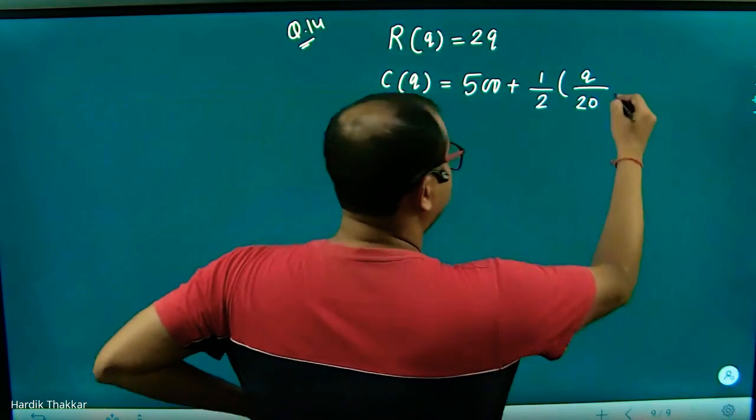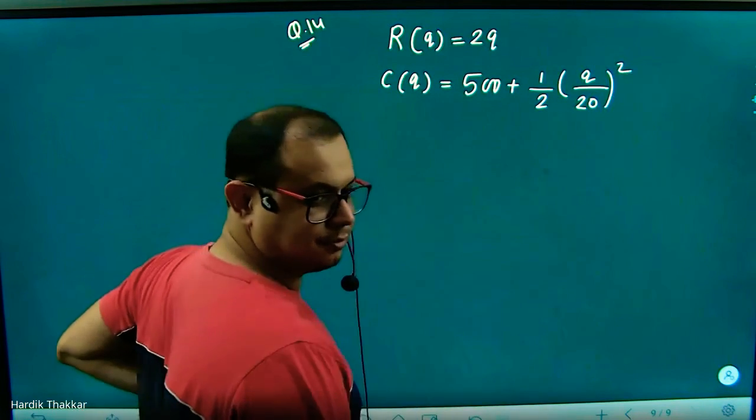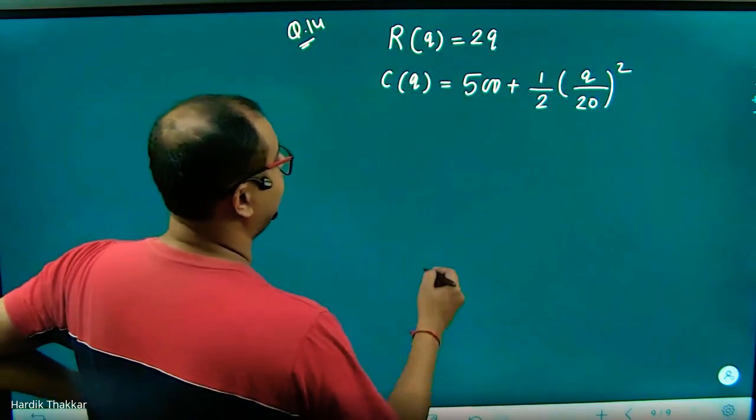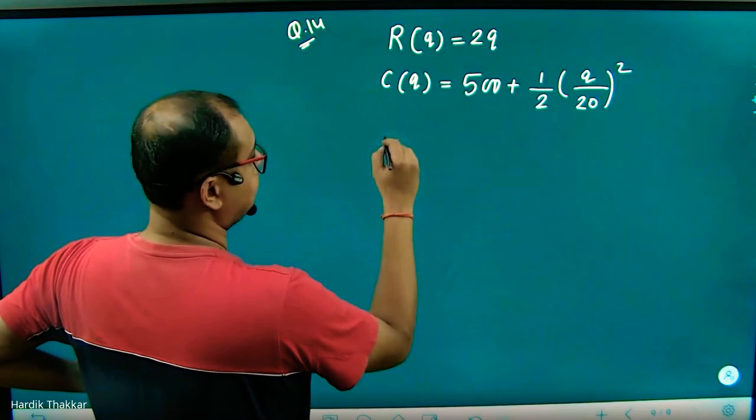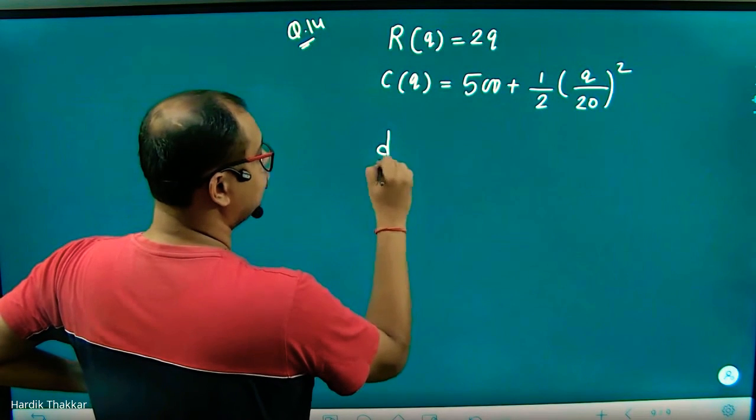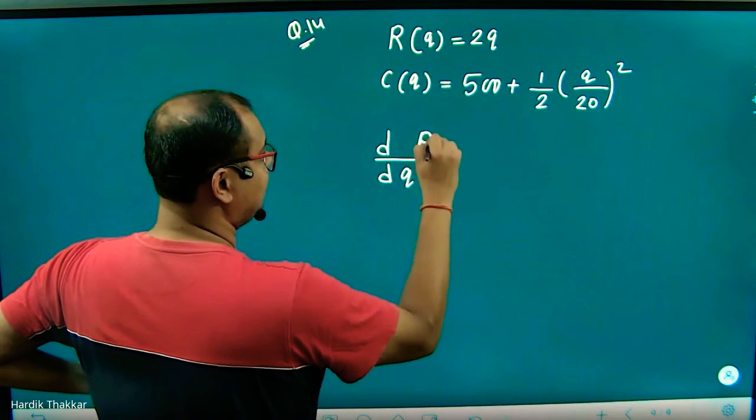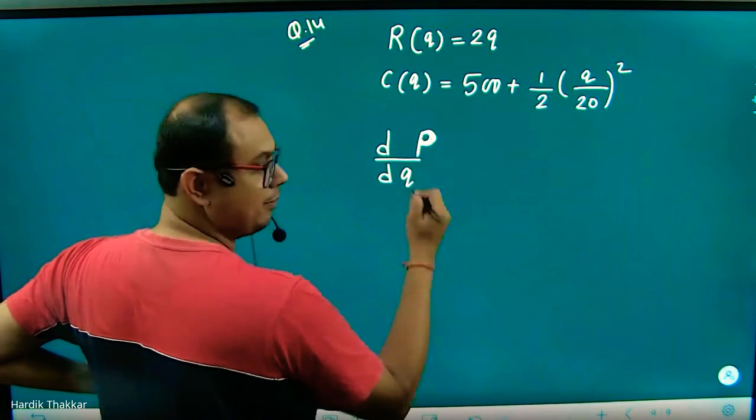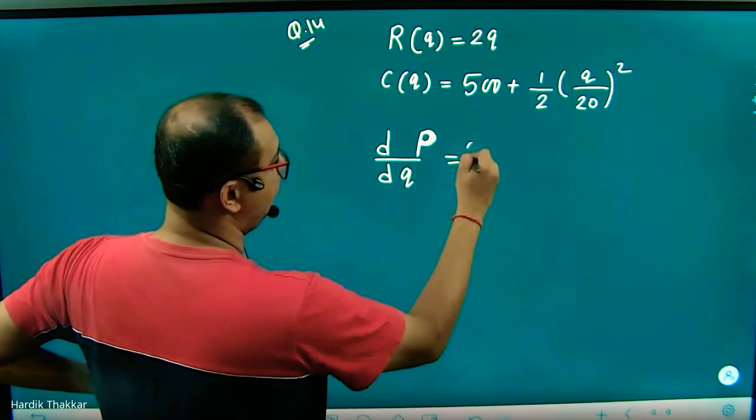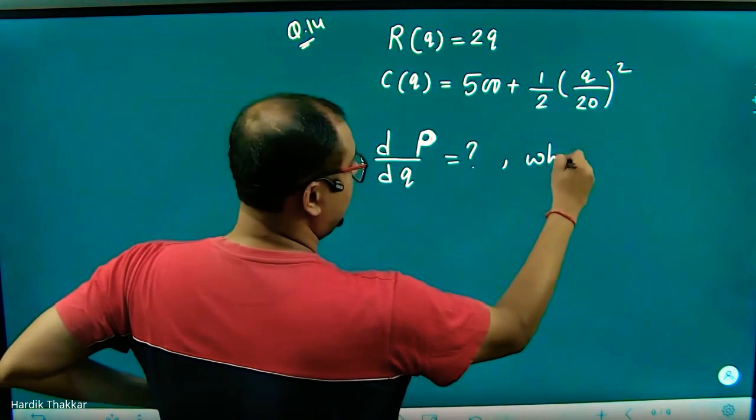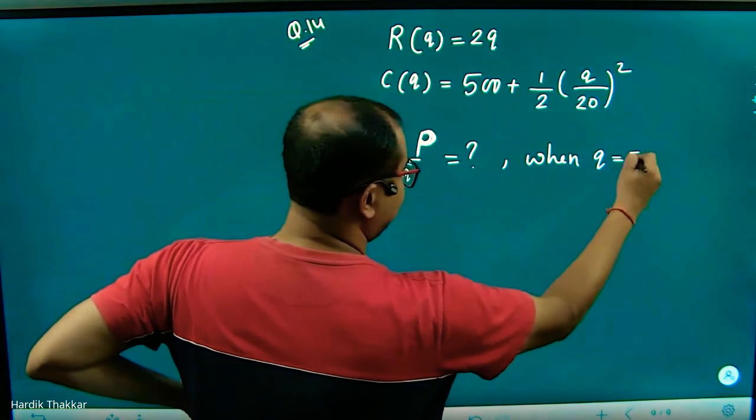Okay, Q by 20 whole square. Like this. What we have to find? The rate of change of profit. Profit is represented by capital P, when Q is equal to 500.